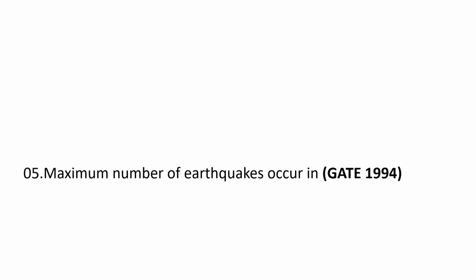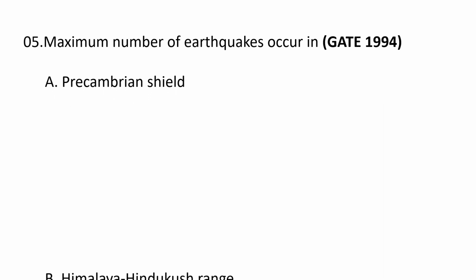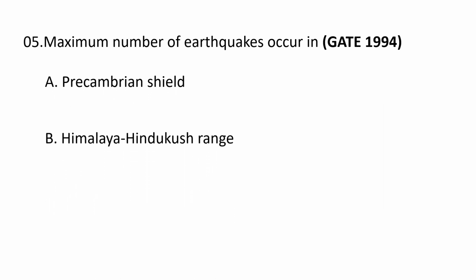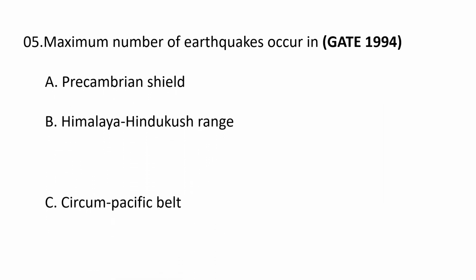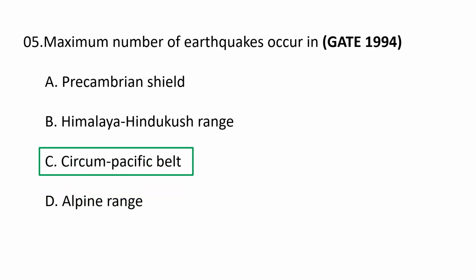Next question. Maximum number of earthquakes occur in A. Precambrian shield, B. Himalayan Hindu Kush range, C. Circum-Pacific belt, D. Alpine range. So maximum number of earthquakes occur in the Circum-Pacific belt. The Circum-Pacific belt is also known as the ring of fire. It is a path along the Pacific Ocean, characterized by active volcanoes and frequent earthquakes. The majority of the Earth's volcanoes and earthquakes take place along it. So C is the correct option.